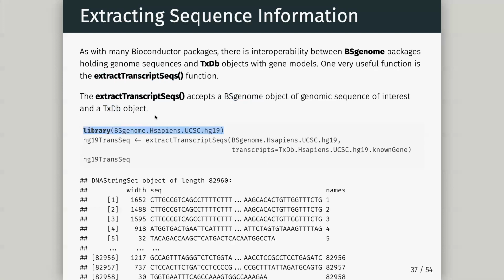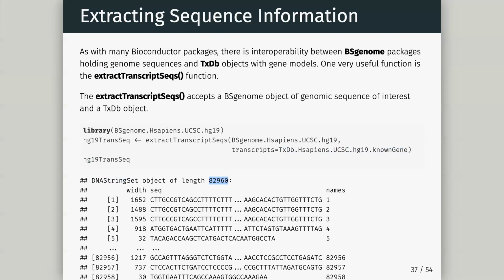So I'll load BSgenome because we haven't loaded that yet, and I'll load the one for the appropriate genome. And then I'll call extractTranscriptSeqs. I'll give it the BSgenome object to get the sequence from, and I'll provide to the transcripts argument the actual TxDb object we're working with. Very quickly, it gives us back something we've already seen, a DNAStringSet. But now we have one of length 82,000, because each one of these is the sequence for the actual transcript it represents.